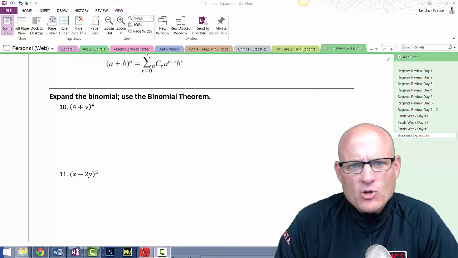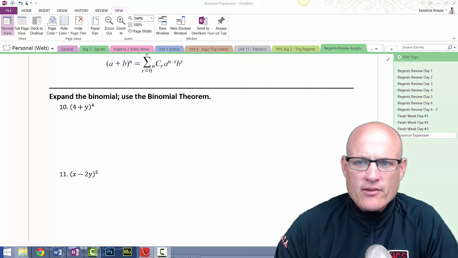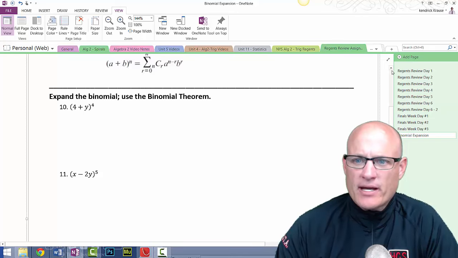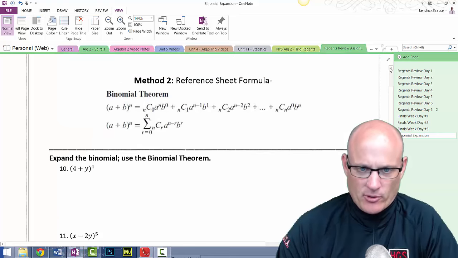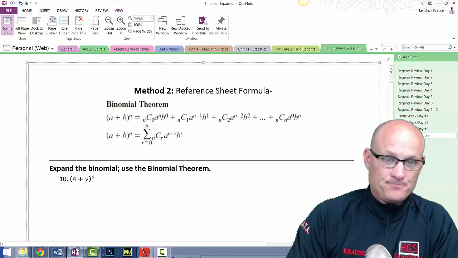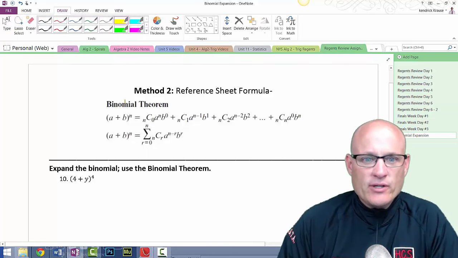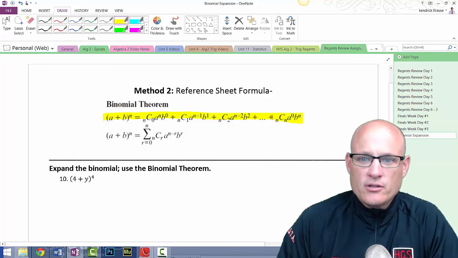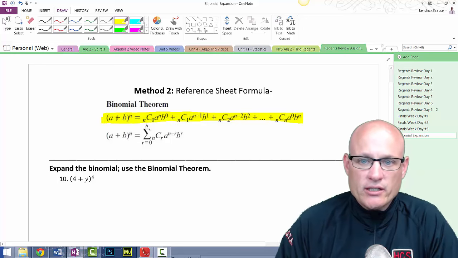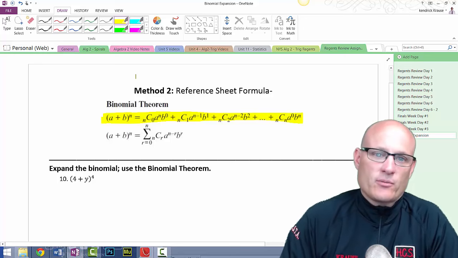Okay, so I had a request from a student whose teacher used Pascal's triangle instead of the binomial theorem, whatever it's called. I'm going to guess the reason your teacher used Pascal's triangle is because this formula is scary. That's why I don't really use that. But it is the formula that's on your formula sheet. But it's kind of scary.